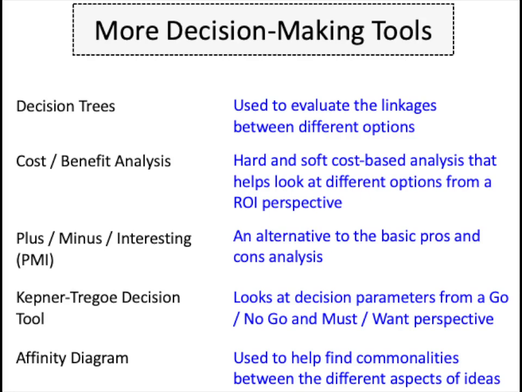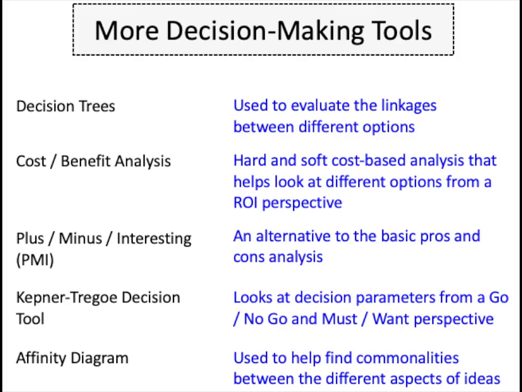Here's a few more decision-making tools. I'll give you the name of the tool and the primary use of the tool. You can do research beyond that. Several of these come from the second set of management planning tools. I've also mentioned some of these already in the lesson. Decision trees. Decision trees are used to evaluate the linkages between different options. A fault tree might be an example of a decision tree. Cost-benefit analysis, very important. Hard and soft cost-based analysis that helps look at different options from a return on investment perspective.